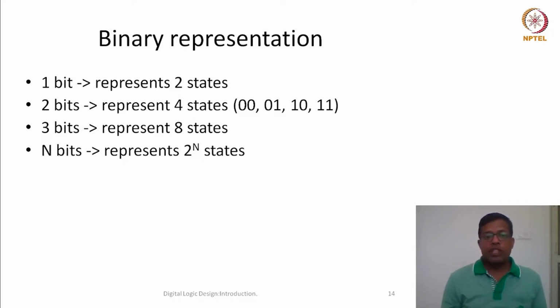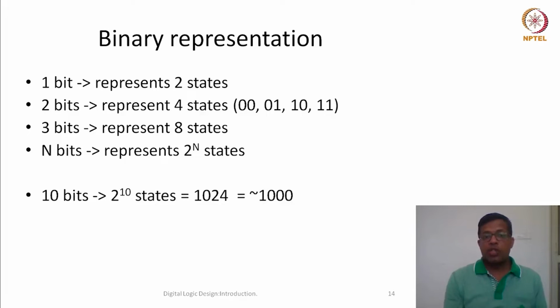Let's say we want to see how many possible values could be represented using 10 bits. We use the same formula, 2 to the power n, so 2 to the power 10 possible states could be represented. If you compute 2 to the power 10, it comes out to be 1024. For the sake of simplicity, I am going to simplify it to 1000.